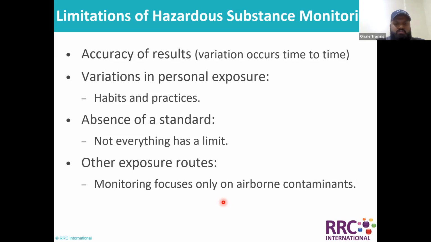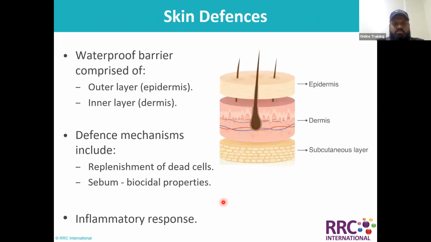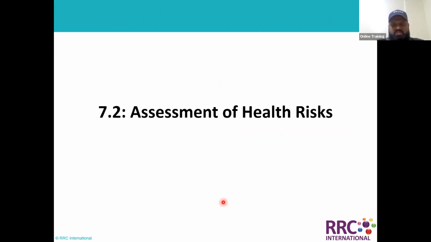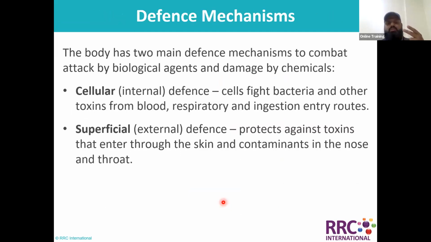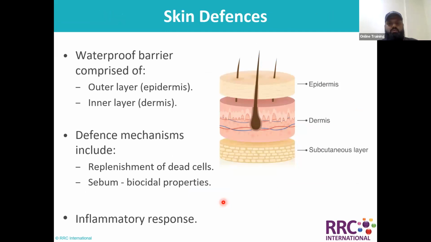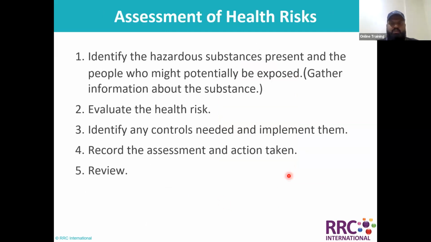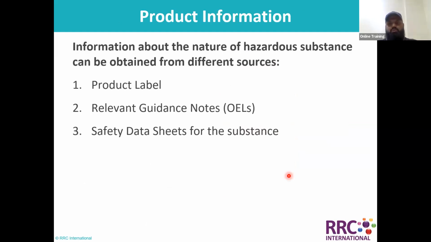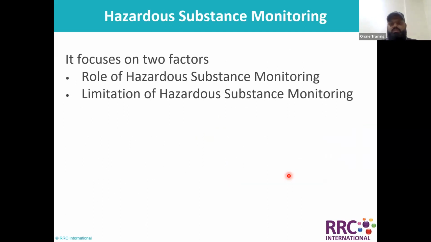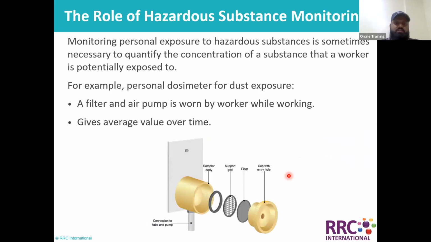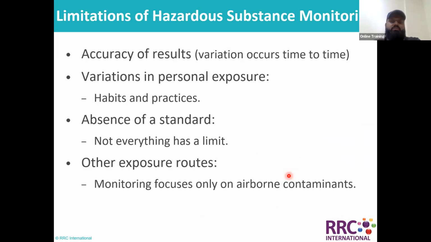So that is the end of our module 2. And in module 2, what did we discuss? Just to give you the continuity, I'll be moving back. Here we studied the assessment of health risk, where we discussed how the chemical gets entered into our body, what the two defense systems, internal and external, regarding our body are, and then what the assessment of health risk is, how we do that, what factors we are considering, how we get the information about one chemical. Okay, three different ways: product label, guidance documents, and safety data sheets. Then we discussed the limitation of information and the factors of monitoring the hazardous substances, and then the limitations of monitoring hazardous substances. So this is where our module two ended.